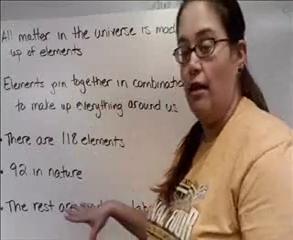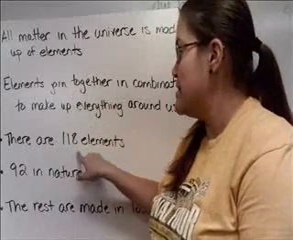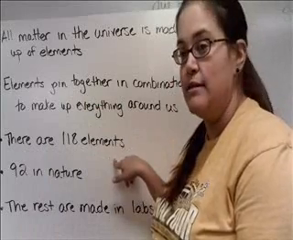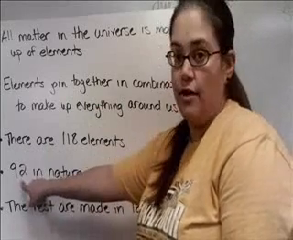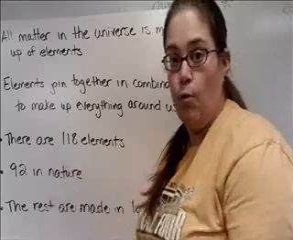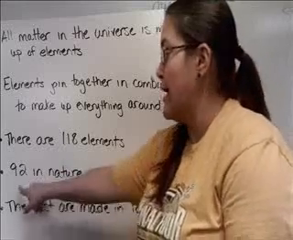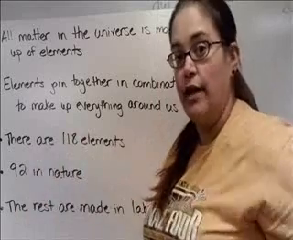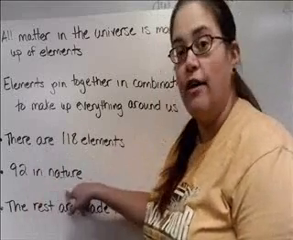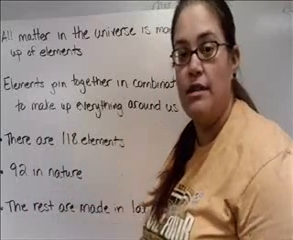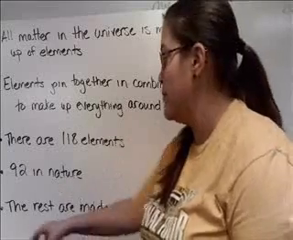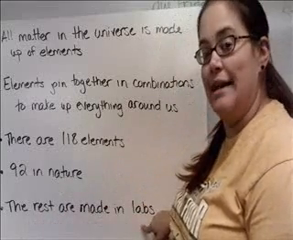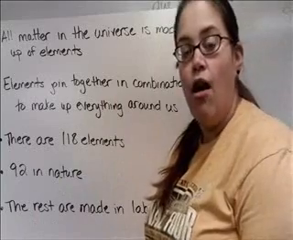There are 118 total elements, but only 92 of those are actually found in the real world. So 92 of the elements on the periodic table, if you look at numbers 1 through 92, those are all found somewhere on Earth or somewhere in the universe. The rest are made up by scientists in labs. They have to be made artificially.